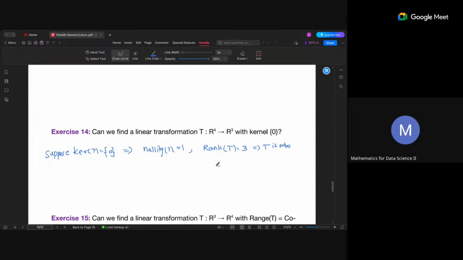If T is onto, then T is an isomorphism. But is it possible that T is an isomorphism? No, not possible, because the dimensions of the domain and codomain are different. This is of dimension 4 and this is of dimension 3. So they are not equal, and so we cannot have an isomorphism. So we cannot have a transformation T from R4 to R3 with kernel 0.